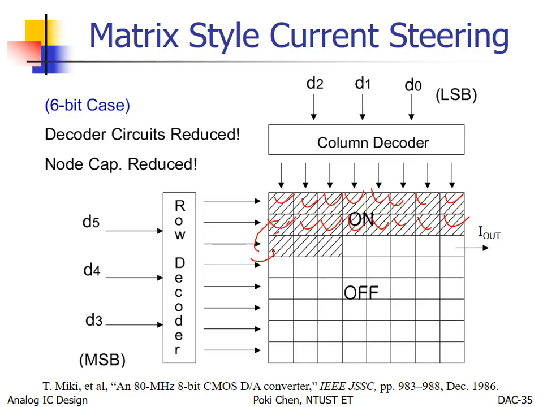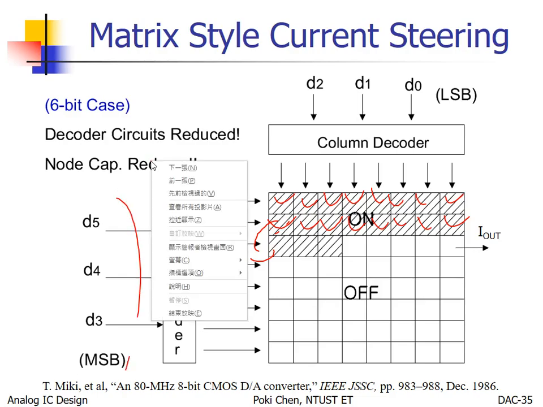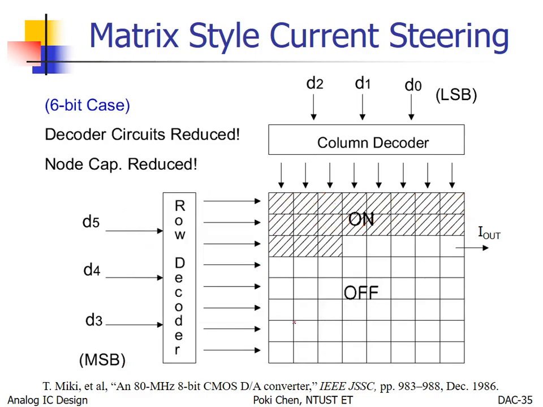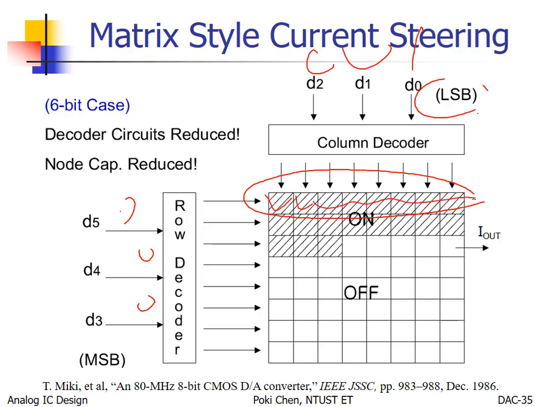Okay? So what I mean is, according to MSB, for example, right now I show you this. From the beginning, if the input is zero, then how many current sources in the first row are turned on? It depends on the LSB, right? If LSB says zero, nobody will be turned on. If it is 001, then this one, next, this one, and finally, all of them are on.